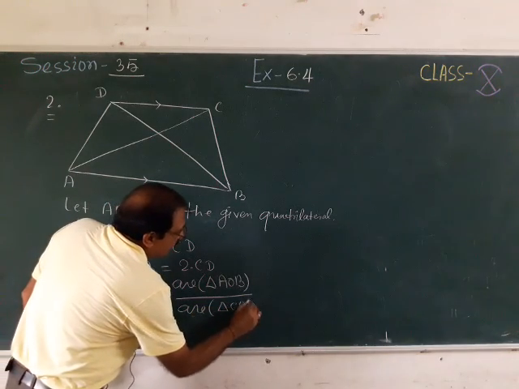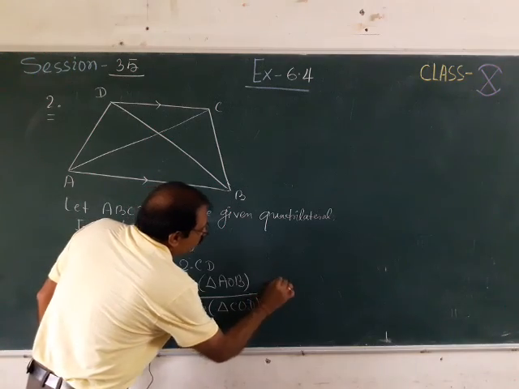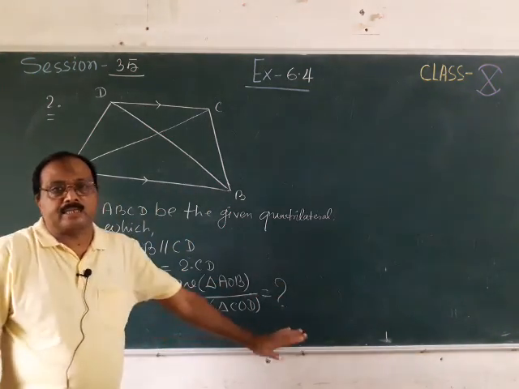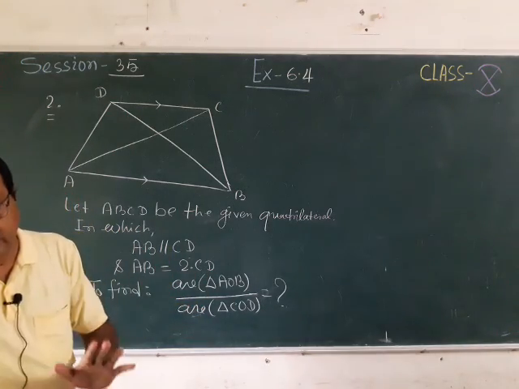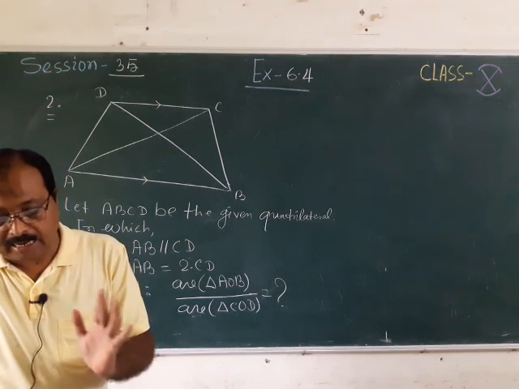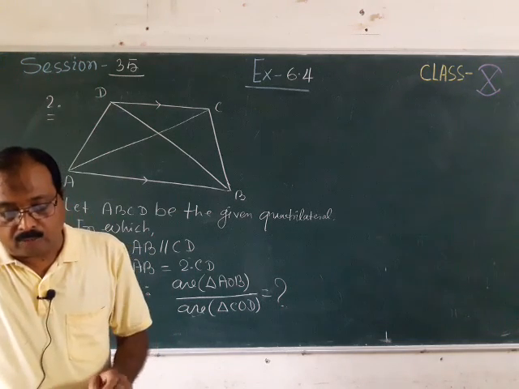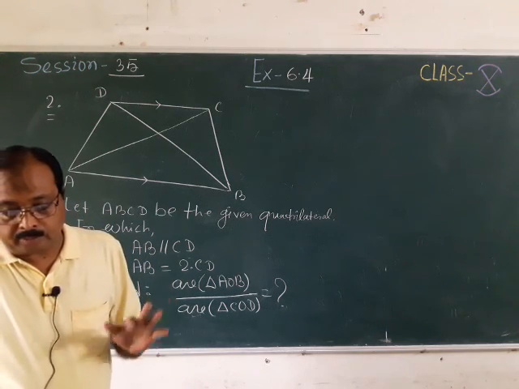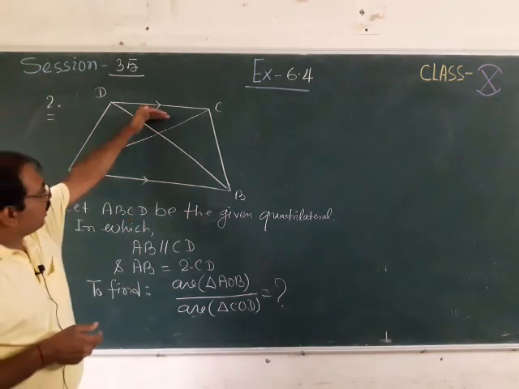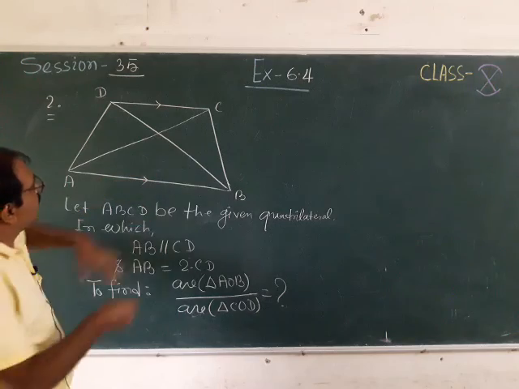Area of triangle COD. This is what you need to find: area of triangle AOB upon area of triangle COD. You need to find this, because they are asking to find the ratio of the areas of triangles AOB and COD. First of all, you need to see these two triangles.